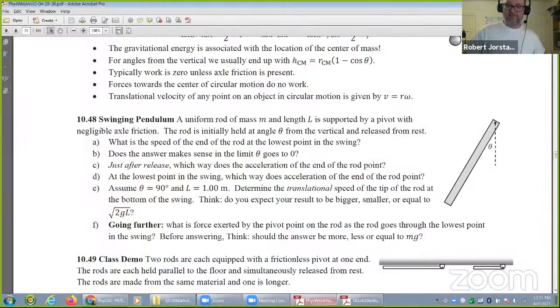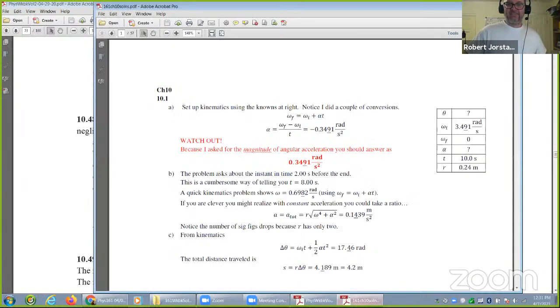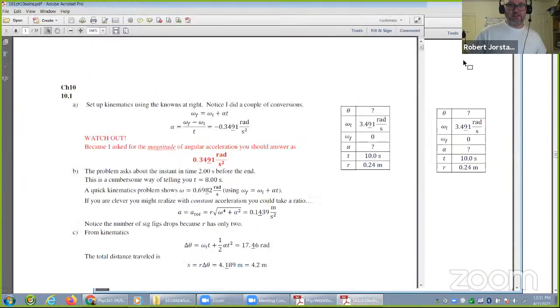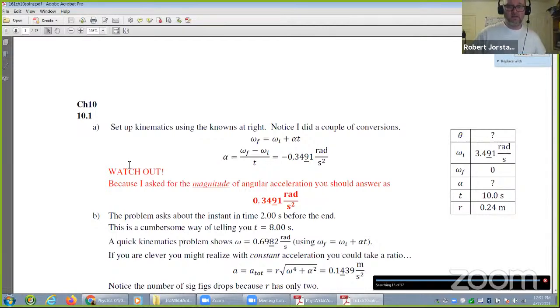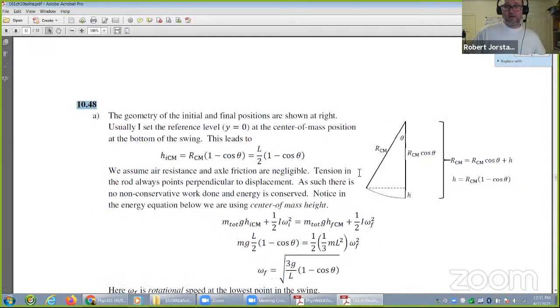It seems intimidating because that's like the simplest problem ever. But your first problem is always pretty hard, right? So let me see. What was this one? 10.48, I think. Okay, so there we go.